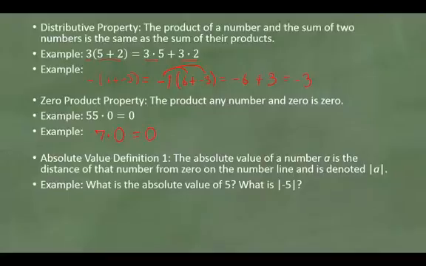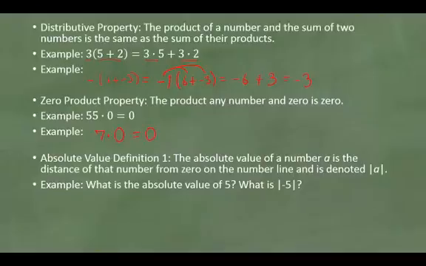The absolute value definition. Number 1. There's lots of ways of defining the absolute value. Absolute value of any number, a, is the distance of that number from 0 on the number line and is denoted the absolute value of a. We use 2 bars to the left and right of a.